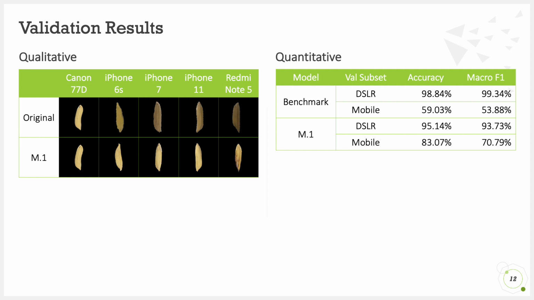The validation of the model has been done in both qualitative and quantitative ways, but we focus on the quantitative one since the qualitative is hard to measure. The quantitative results for the first model are shown in the table on the right. The accuracy on the DSLR validation set dropped from the benchmark by about 3%, but this comes with an improvement on the mobile validation set of 24%. But the macro F1 score is not high enough to use further.